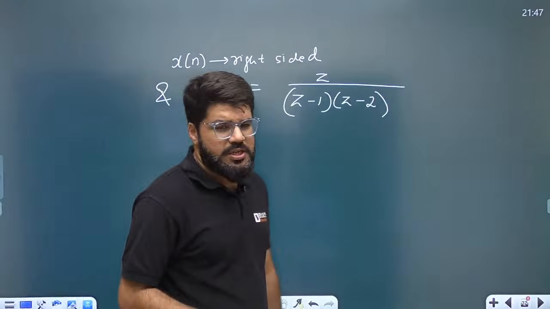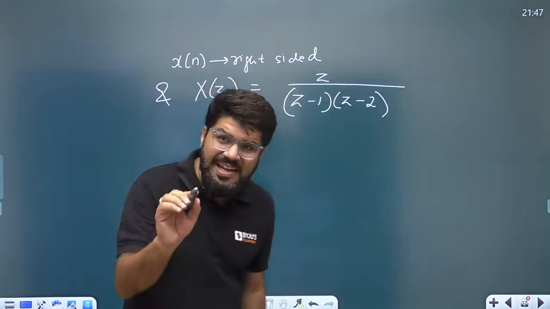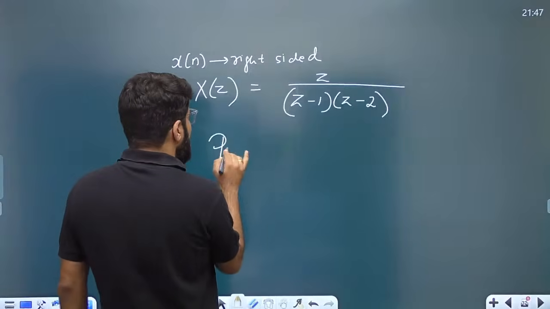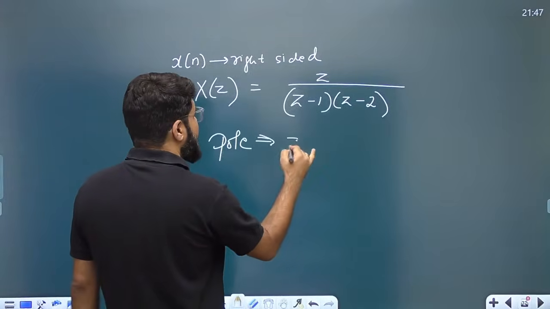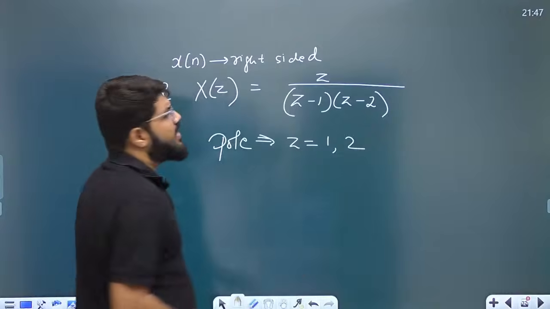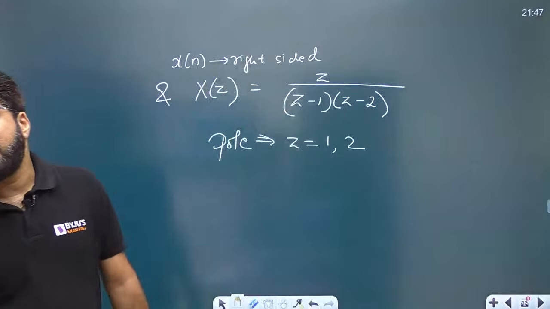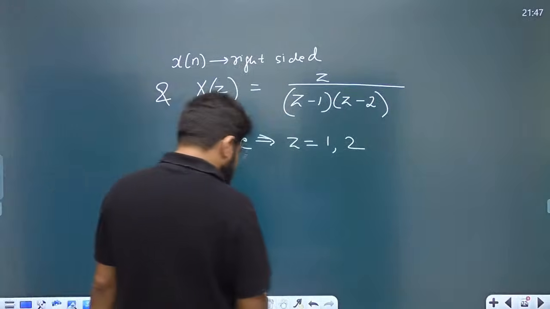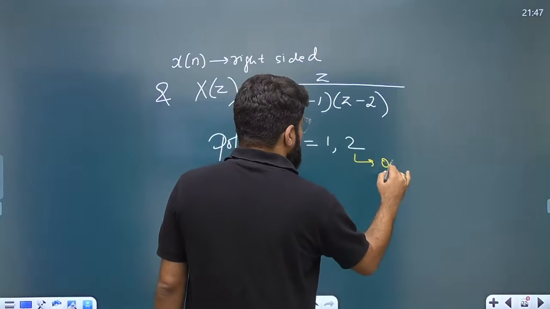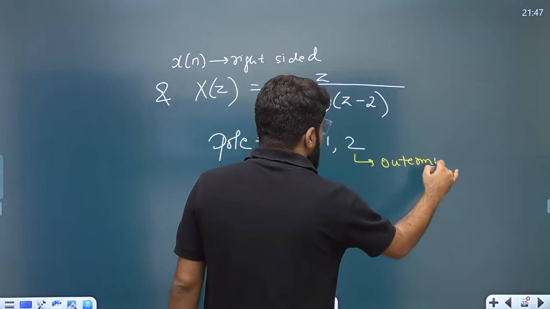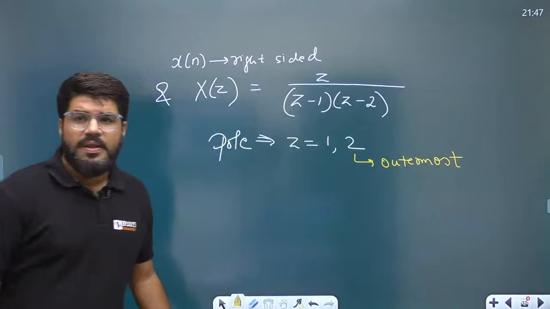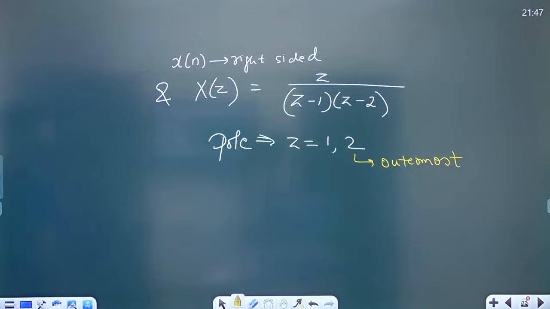So what should be the ROC? Blindly you can say that because it is right-sided, the ROC will be exterior of a circle, and exterior of what, guys? Exterior of the outermost pole. So which is the largest, the outermost? Outermost is 2. The largest, or the outermost pole, is 2.